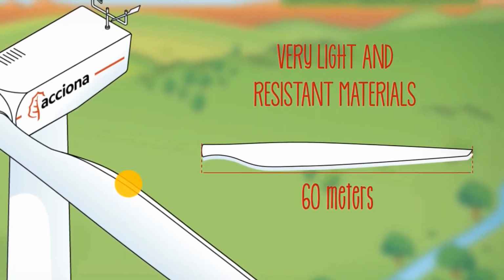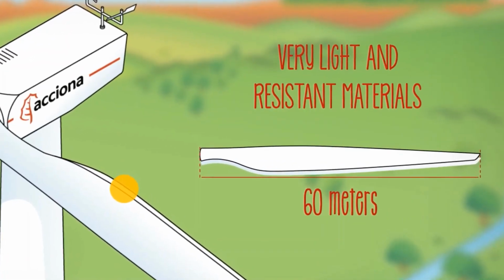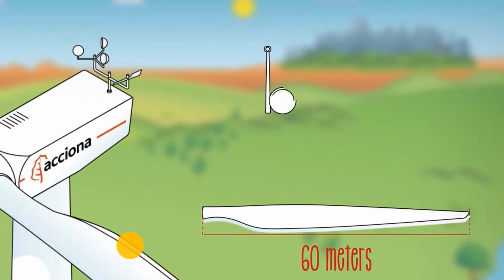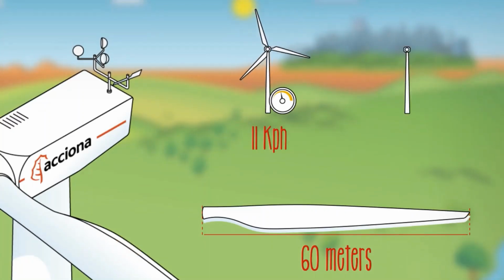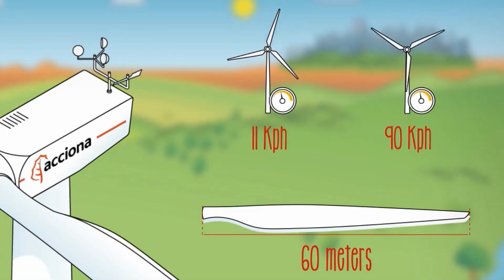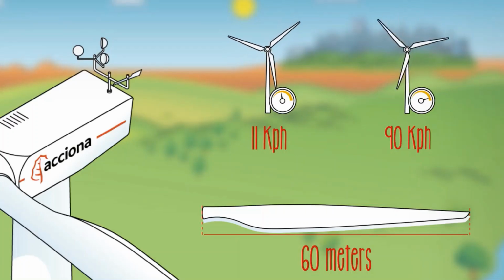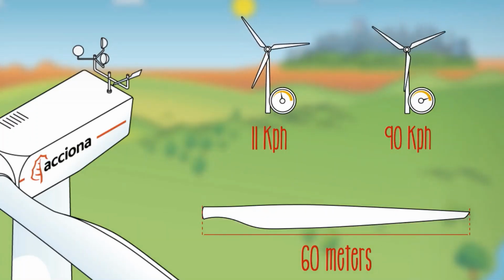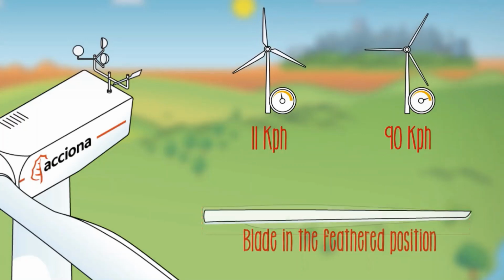This is why they can produce energy even with very light winds, starting from about 11 kilometers per hour, while with very strong winds above 90 kilometers per hour, the blades are placed in feather position and the turbine stops spinning for safety reasons.